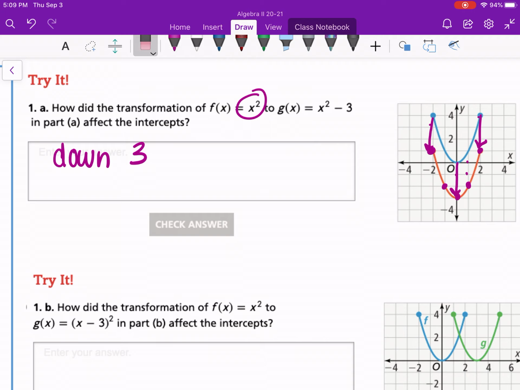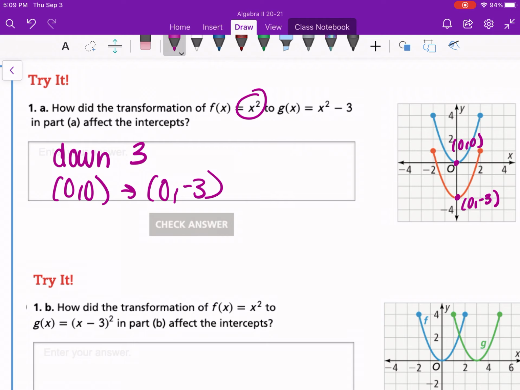How does it change the y-intercept? This intercept was at 0, 0, and now the new y-intercept is at 0, negative 3. So if the whole graph went down 3, what happened to the intercept? It also went down 3. It went from 0, 0 to 0, negative 3, which is also down 3.